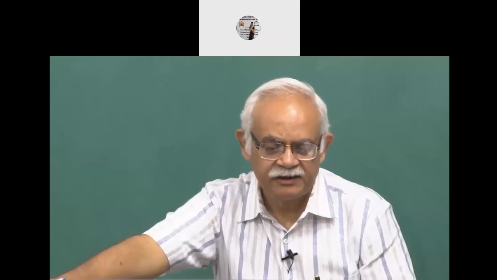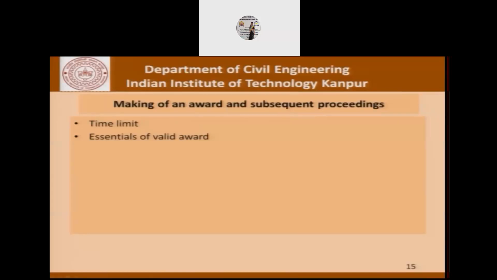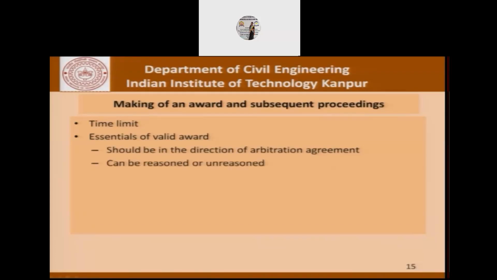As far as making the award is concerned, at the stage of making an award, subject to proceedings, the essentials of the award should be the direction. It can be reasoned or unreasoned. So you have to specify completely the reasons for a particular award. If you just make the award without clearly explaining why you make the particular award, that would become an unreasoned award.